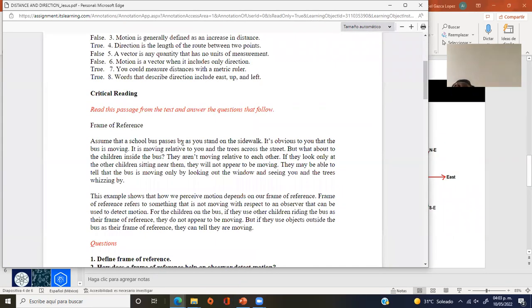Here we have to read this one. Frame of reference. Assume that a school bus passes by as you stand on the sidewalk. It's obvious to you that the bus is moving. It is moving relative to you and the trees across the street.